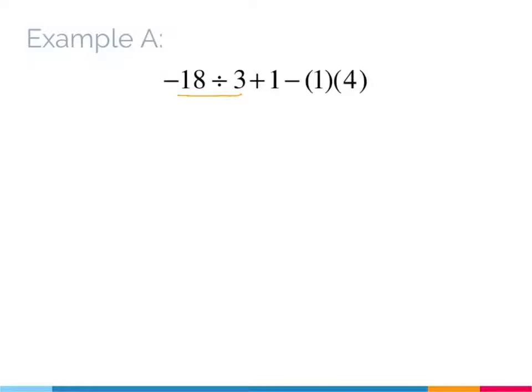So I'm going to underline that because that's the part I'm going to be working with. Negative 18 divided by 3 is going to give me negative 6. Remember, a negative divided by a positive is a negative. And then I'm going to copy down the problem just as I see it above with no other changes. So plus 1, bring down my minus sign, bring down my 1 in the parentheses, bring down my 4 in the parentheses, and now I'm ready for the next step.